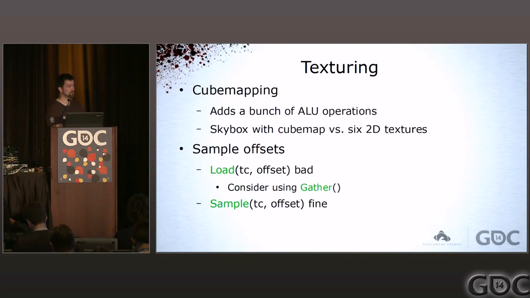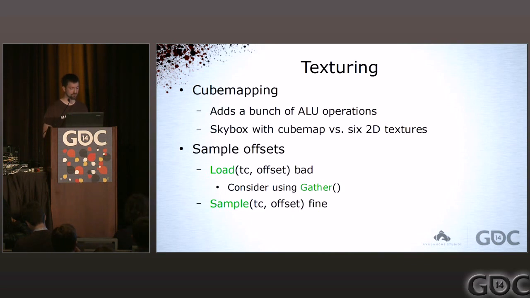Cube maps, as I mentioned before, add a whole bunch of ALU instructions for doing the normalization of the texture coordinates. Usually this is not something you can really avoid, but in some special cases, like if you're having your skybox as a cube map, it might actually be faster to just draw that as 6 2D textures instead, because then you don't pay this cost for doing the coordinate normalization.